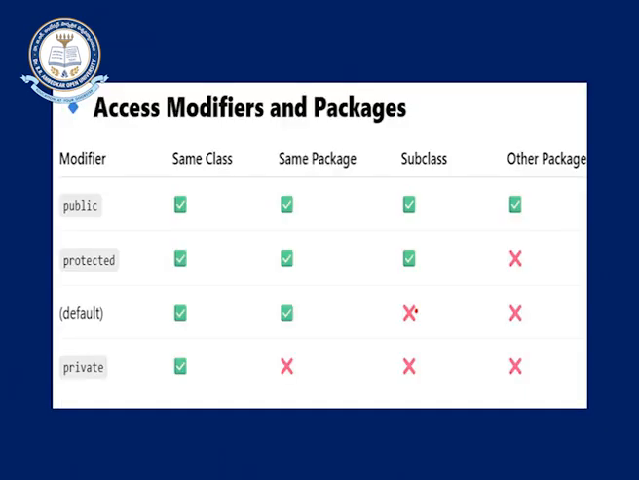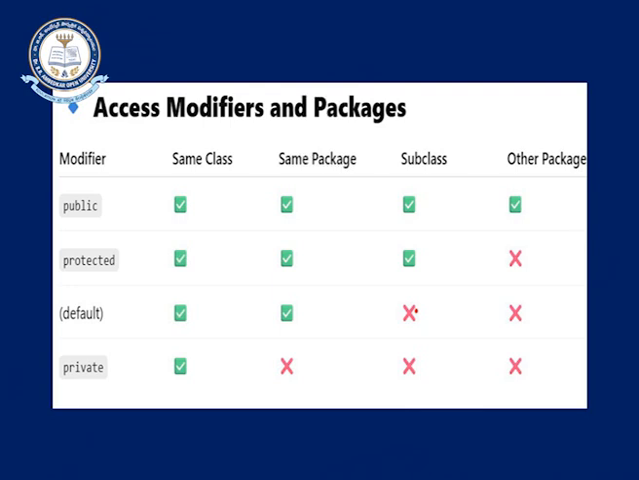These are the access specifiers and packages. First one is public. If you declare anything as public, then you can easily access it in the same class, same package, subclass, and other packages also. Next one is protected. If you declare it as protected, you can access it in the same class, same package, and subclass also, but not in other packages.